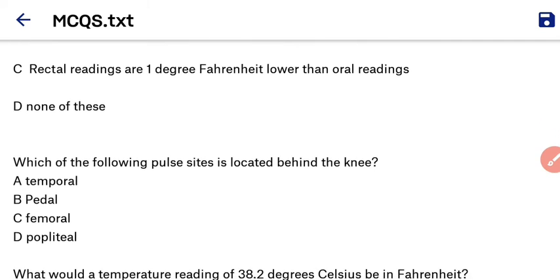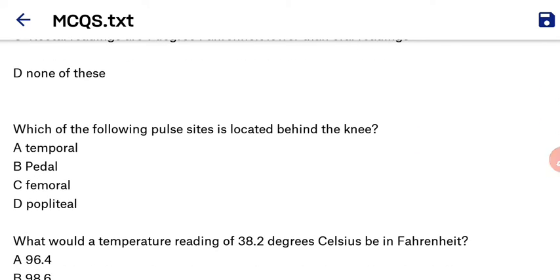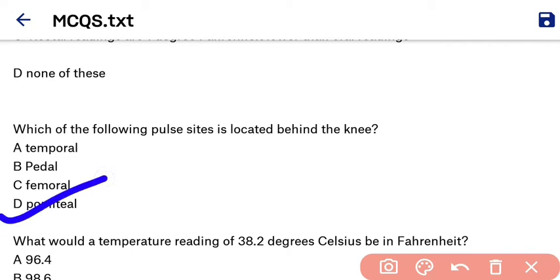Next, which of the following pulse sites is located behind the knee? So here our right answer is the popliteal pulse site, located behind the knee.